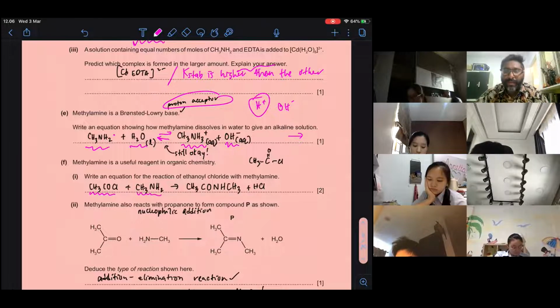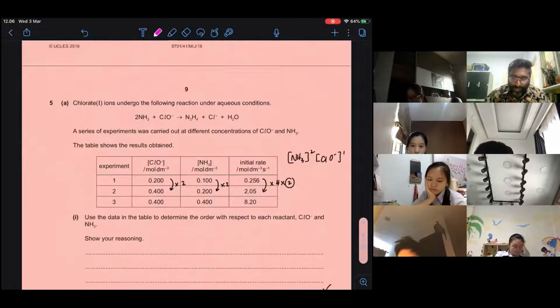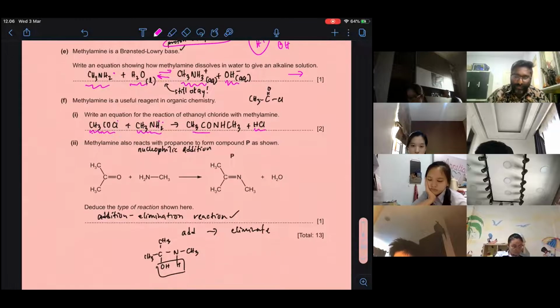Methylamine, and then what will happen? One of the hydrogens will join with the Cl to give you HCl. The rest is CH3CO, and it will join with the nitrogen, replacing one of the hydrogens here. So when it joins with the nitrogen, we are left with this. So that is going to be the equation.